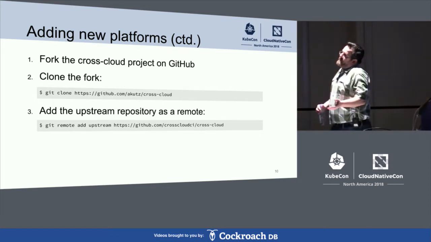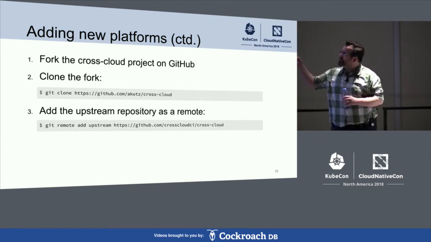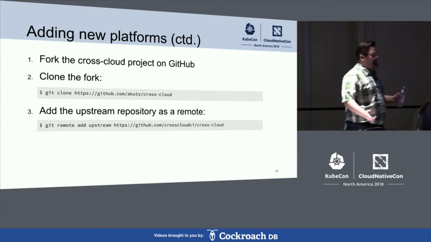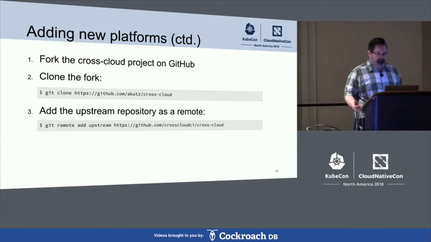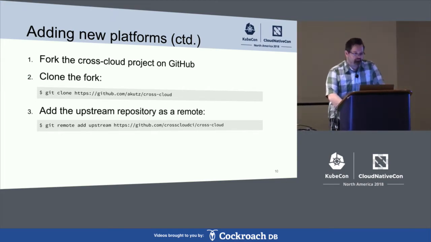So the first step to creating a new platform, adding support for a new platform, is forking the CrossCloud project on GitHub. I'm not going to demonstrate that because I've already forked it, but I think we all know how to fork projects on GitHub.